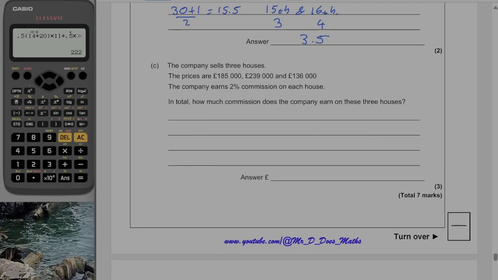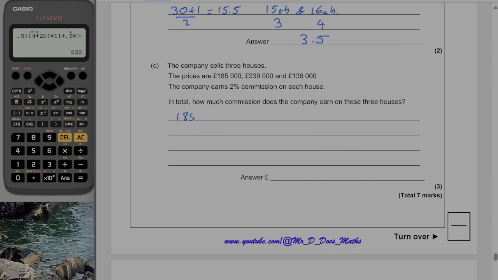Right, part C. The company sells 3 houses. The prices are 185,000, 239,000 and 136,000. The company earns 2% commission on each house. In total, how much commission does the company earn on these 3 houses? So we want to add the 3 prices together.